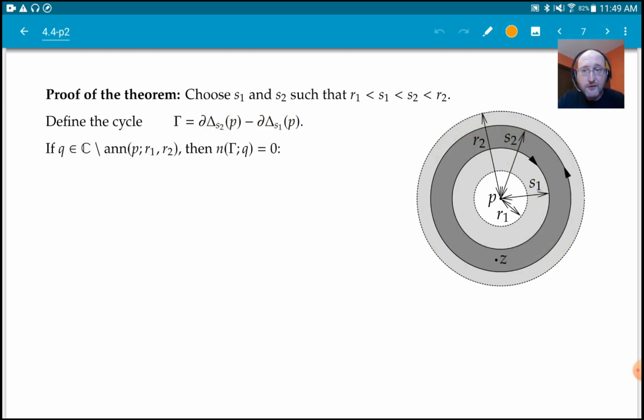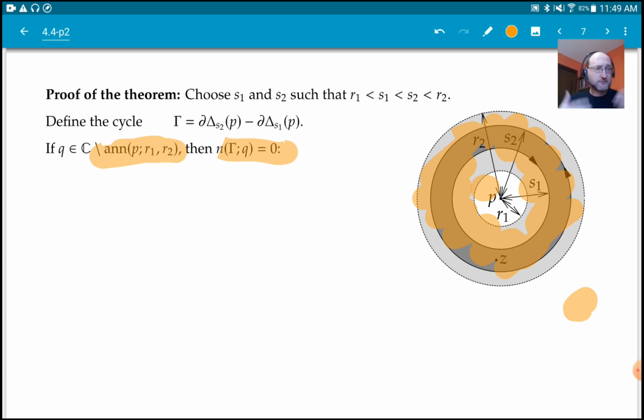So now we claim that if Q is in the complement of our big annulus, so it's somewhere here or maybe somewhere here, but it's not in this light gray annulus, it's not in here, then the winding number of gamma around Q is 0. So basically we want gamma to be homologous to 0, because we do want to use the Cauchy formula.